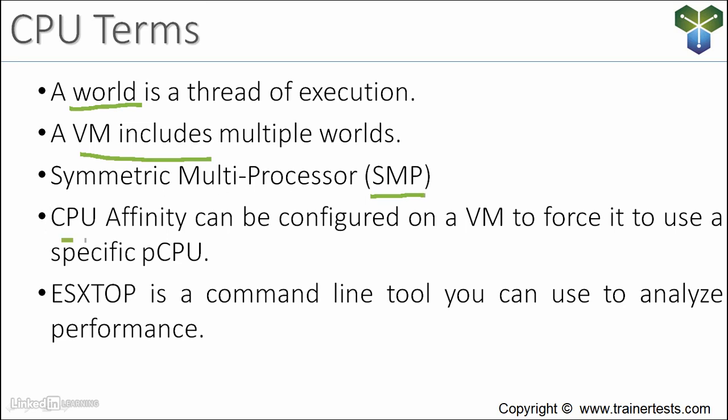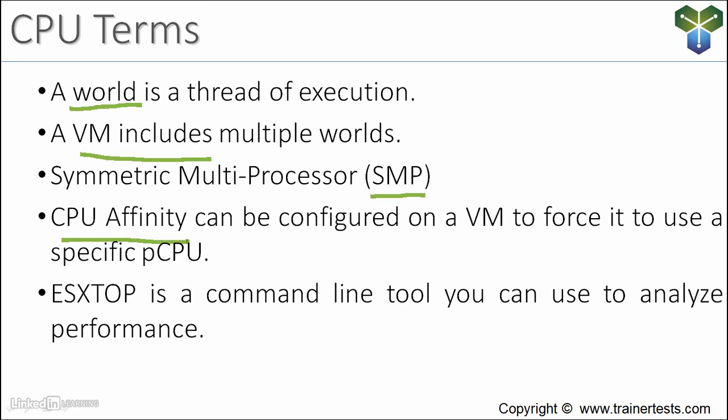CPU affinity, here's something I really don't recommend configuring unless you have a licensing requirement to do so. CPU affinity basically bonds a virtual machine to one specific physical processor. So that means that virtual machine can't be vMotioned. That virtual machine can't fail over with high availability. CPU affinity is basically forcing it to use one particular processor. So I try not to enable that feature unless I have a licensing requirement to do so.